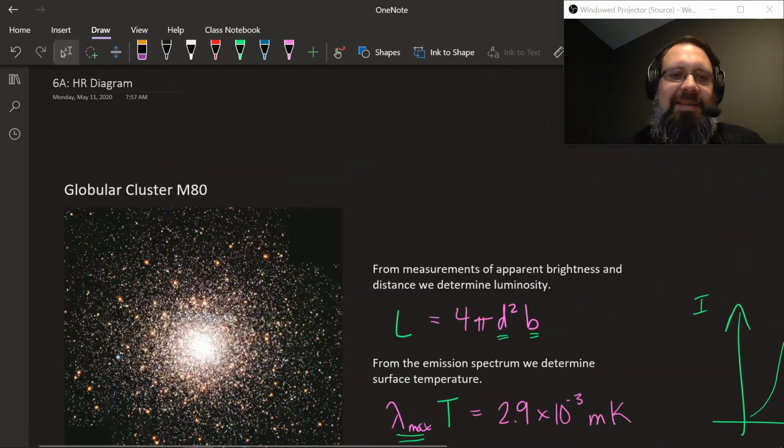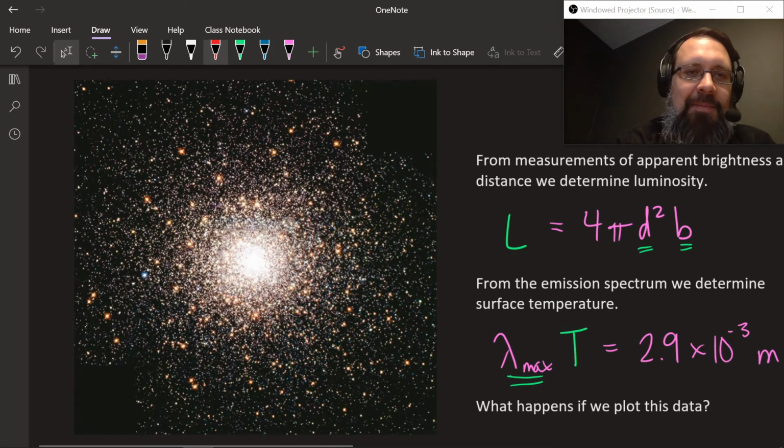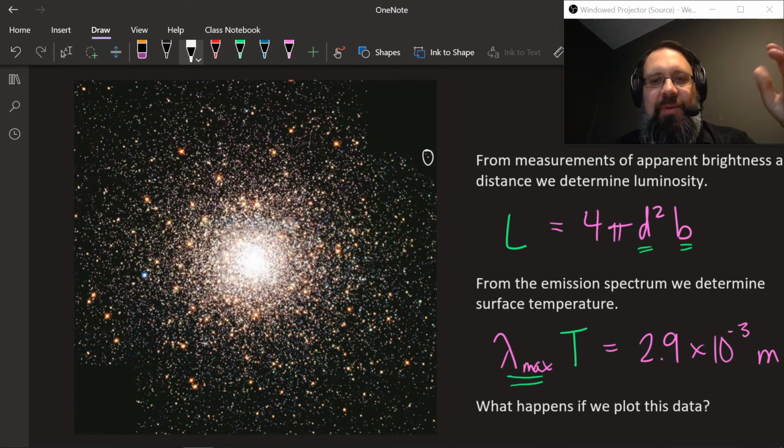It's pretty amazing to think about how we can pick out a single pixel in this image, one pixel right there, and we can look at that pixel and determine the luminosity and the temperature of that star from that single pixel of data, which is crazy to think about.